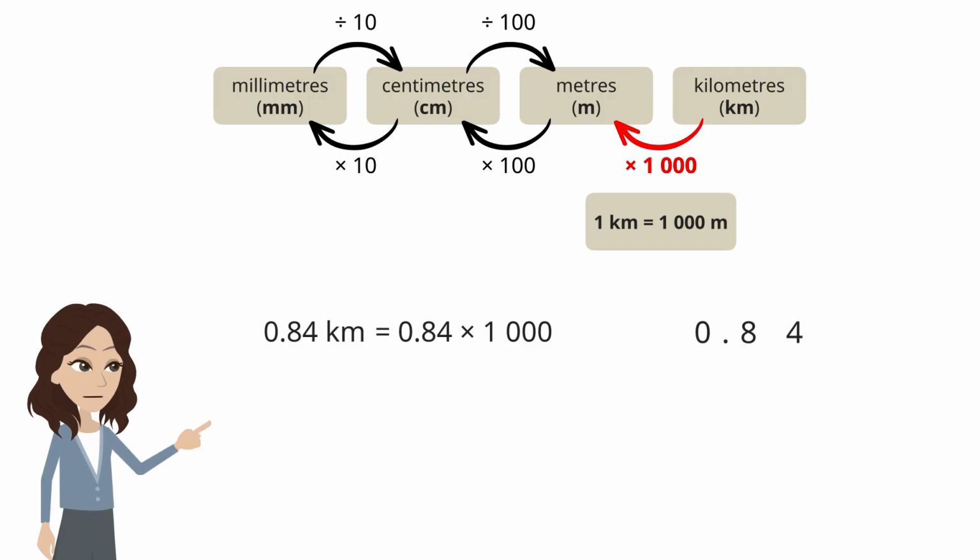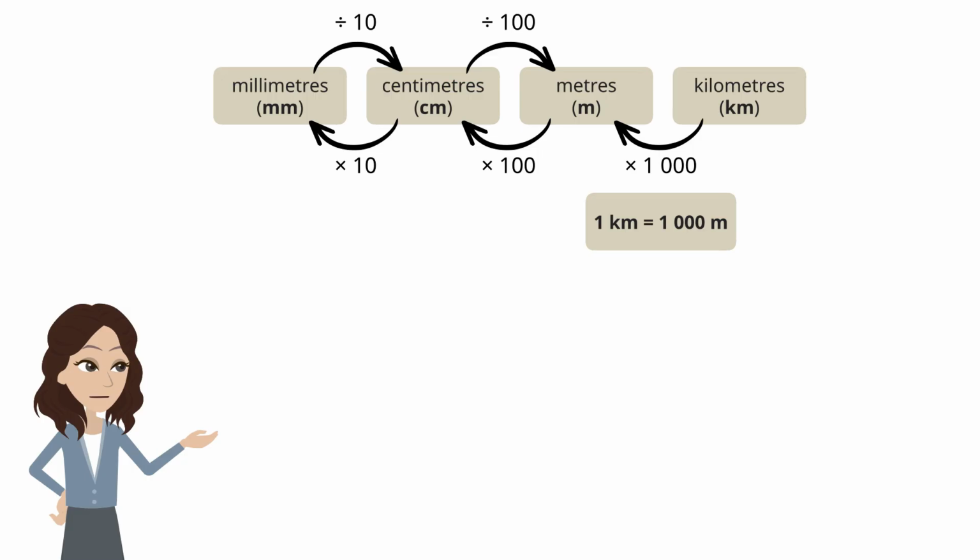To multiply 0.84 by 1,000, we can move the decimal point 3 place values to the right. So, 0.84 kilometers equals 840 meters. Lastly, let's convert from meters to kilometers. What is 1,500 meters in kilometers?